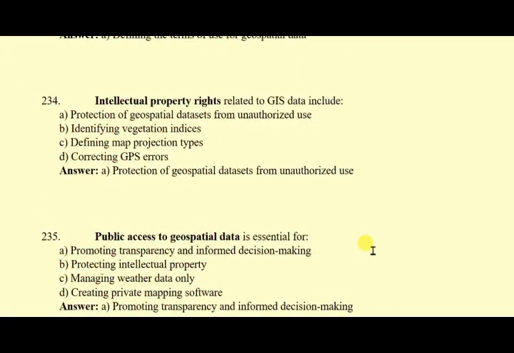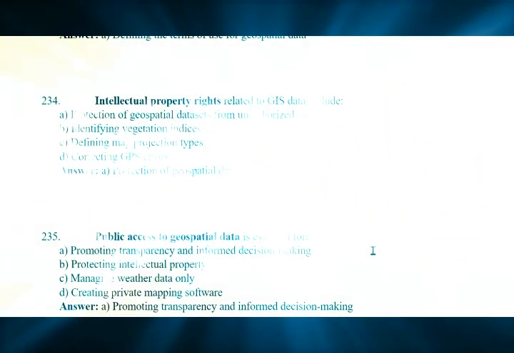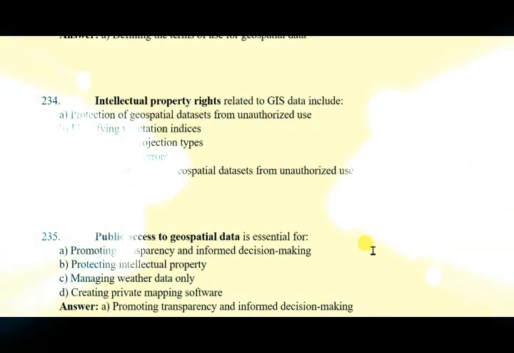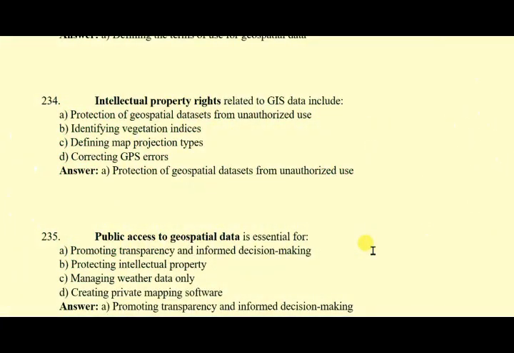Question 234. Intellectual property rights related to GIS data include protection of geospatial datasets from unauthorized use, identifying vegetation indices, defining map projection types, correcting GPS errors. Here the correct answer will be protection of geospatial datasets from unauthorized use.